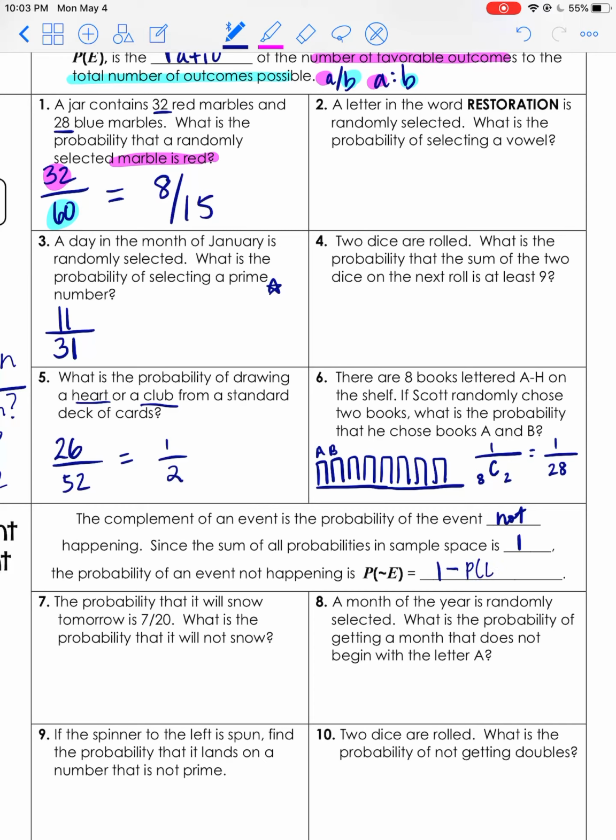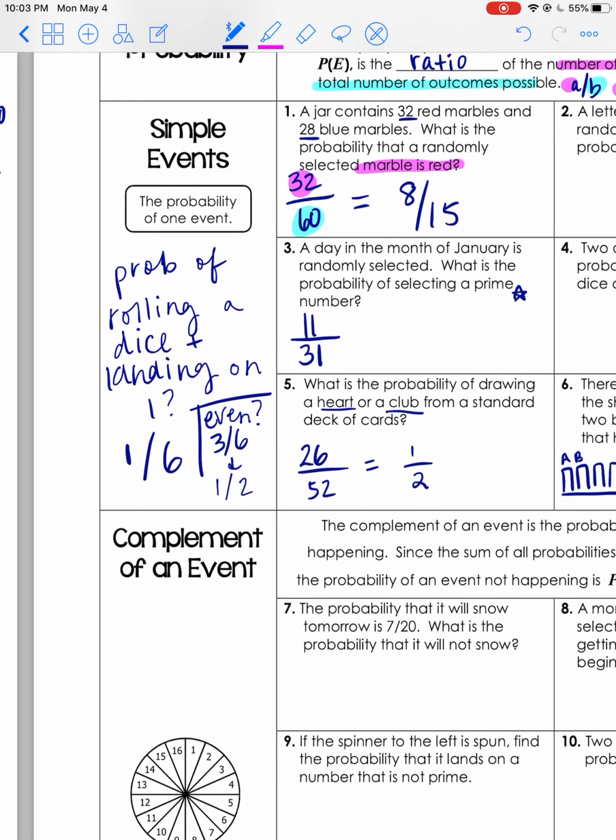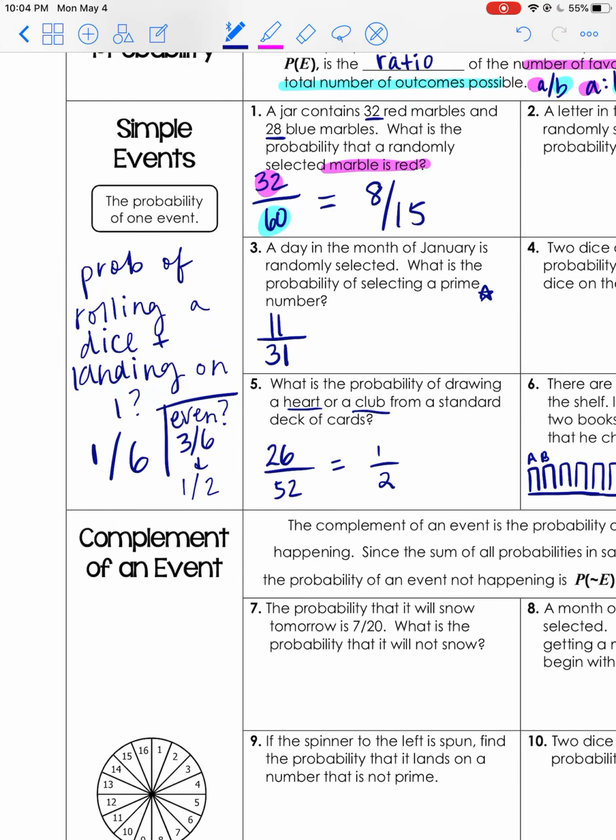So let me explain that. When it says that the sum of all probabilities in a sample space is 1, what that means is, okay, let's go back to the dice analogy. If I said, what is the probability that you're rolling a dice and you get a number between 1 and 6? Well, we're talking about a standard dice that has 6 sides, 1 through 6. The probability of you getting any side between 1 and 6 is 6 out of 6. 6 out of 6 is 1.